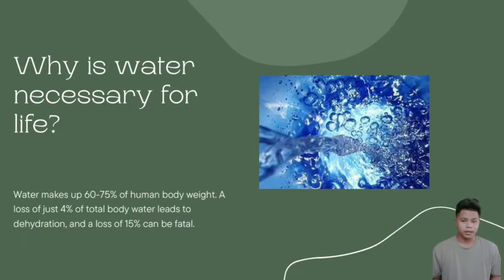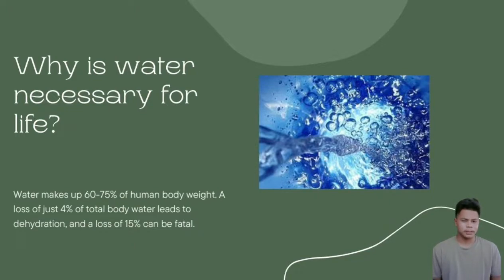You know what? Water makes up 60 to 75% of human body weight. A loss of just 4% of total body water can lead to dehydration, and a loss of 15% can actually be fatal. Likewise, a person could survive a month without food but wouldn't survive 3 days without water. This crucial dependence on water broadly governs all life forms. Clearly, water is vital for survival.